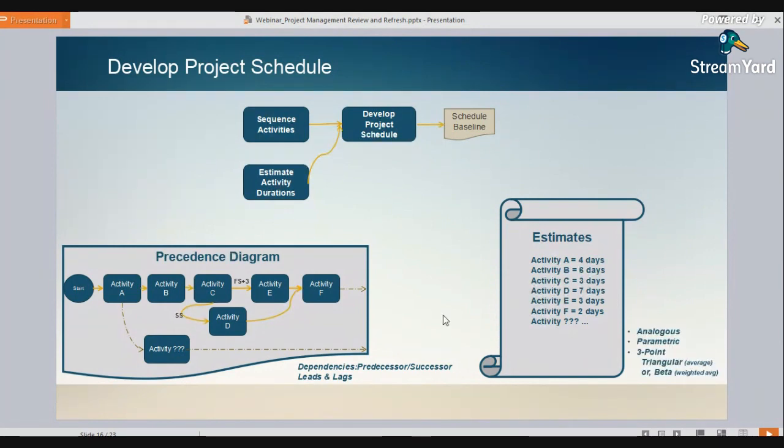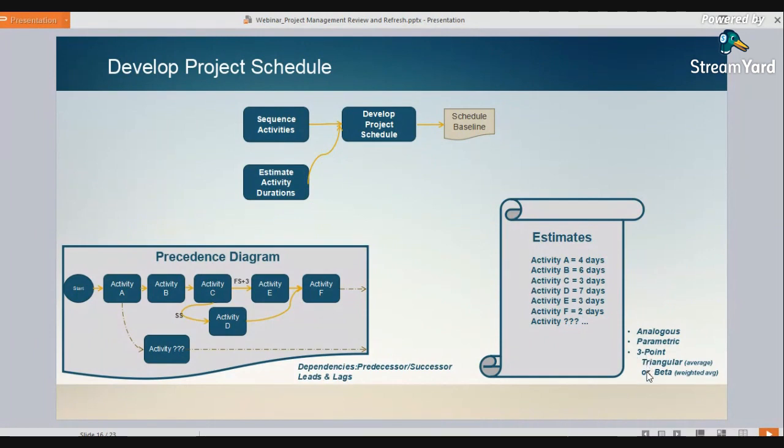If you remember from class, we had 3 methods of deriving estimates. Analogous, meaning that it's something historic, that it was done in the past and can be used as a framework for estimating the current work. Parametric is when there's a rate, when you can use math to calculate how long it's going to take. If you know that certain work takes 3 days per 100 square feet, the number of square feet you have is going to tell you how long it's going to take to do.